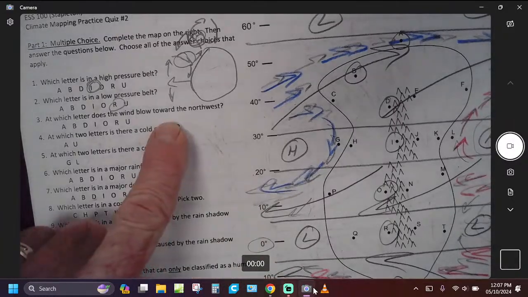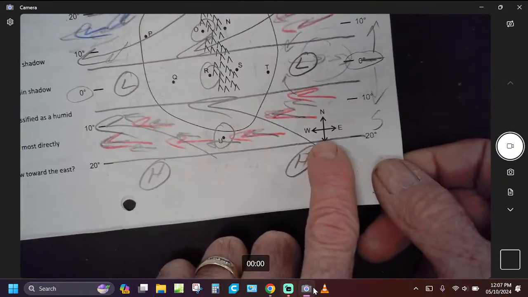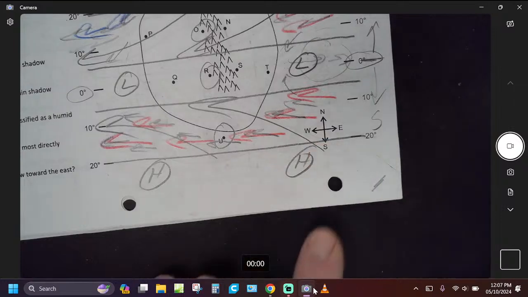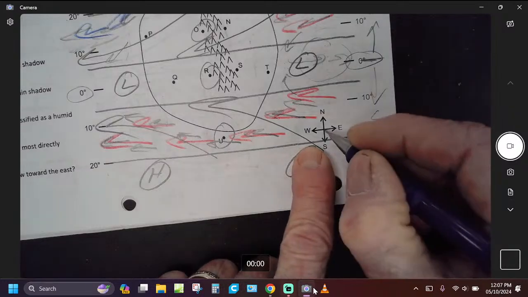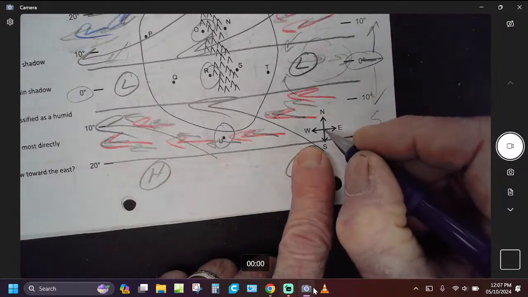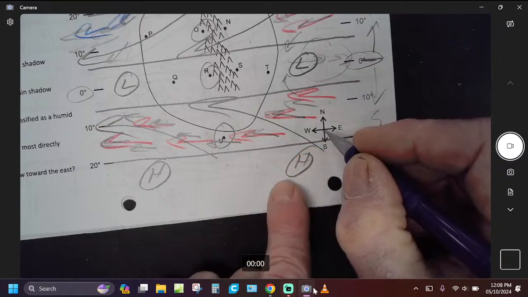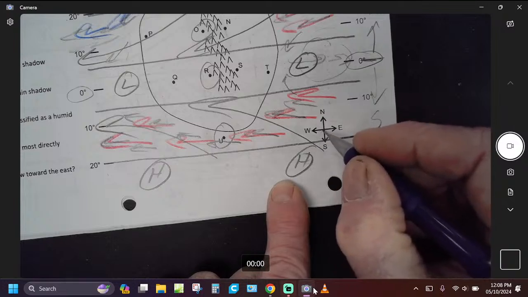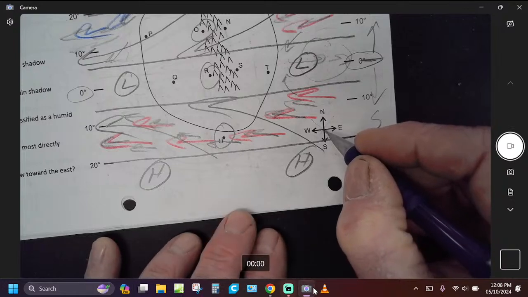Now, it says, where does the wind blow toward the northwest? If that's kind of tricky for you, I would go down to the compass rose and draw a little arrow to the northwest. So if I want to draw an arrow from right here pointing to the northwest, where does it need to go? Does it go down and to the right? Does it go down and to the left? Does it go up and to the left or up and to the right? Which way is toward the northwest?